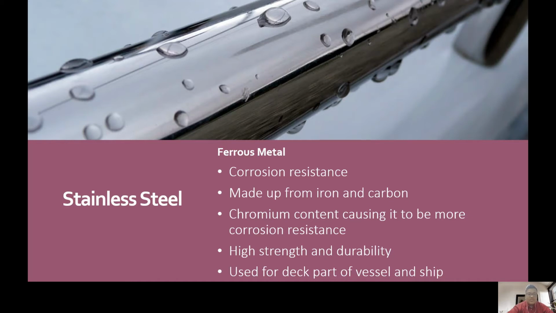The uses for stainless steel are mainly for the deck parts of vessels and ships, such as deck eyes, anchor rod bracket, machinery housing, shackles, handrail, and also boat propeller shaft.